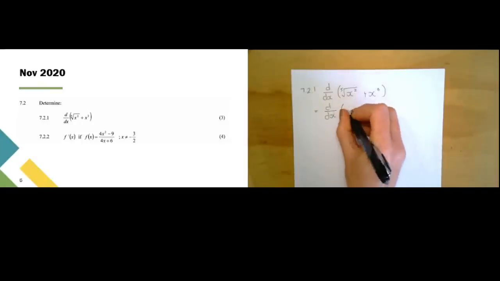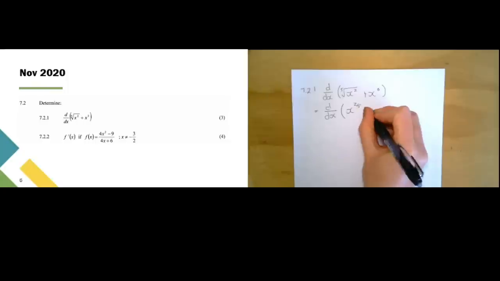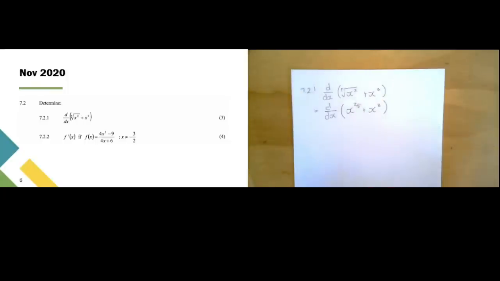So what would that be as an exponent? X to the power of 2 over 5. That would be my first step. Plus x to the power of 3. So now it's solved. Now I can go get my first derivative. If I get my first derivative, what is my notation here? It will just be equal.